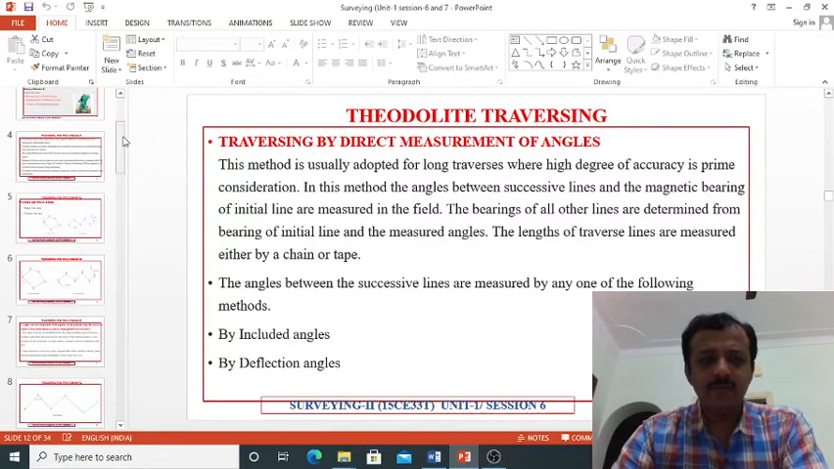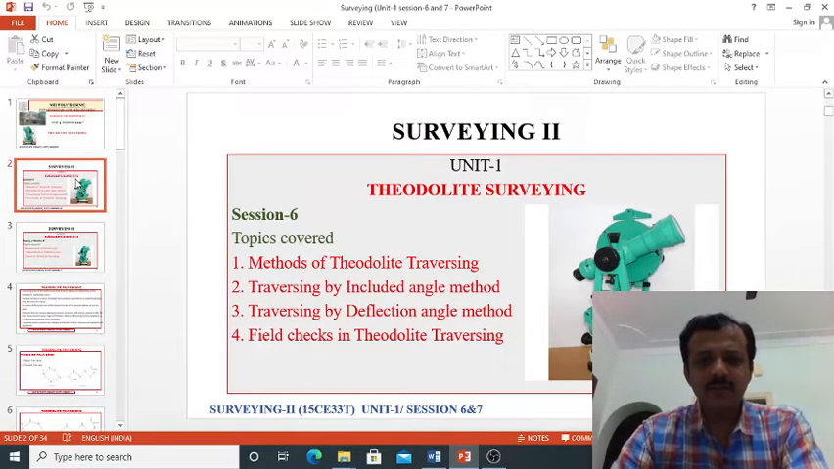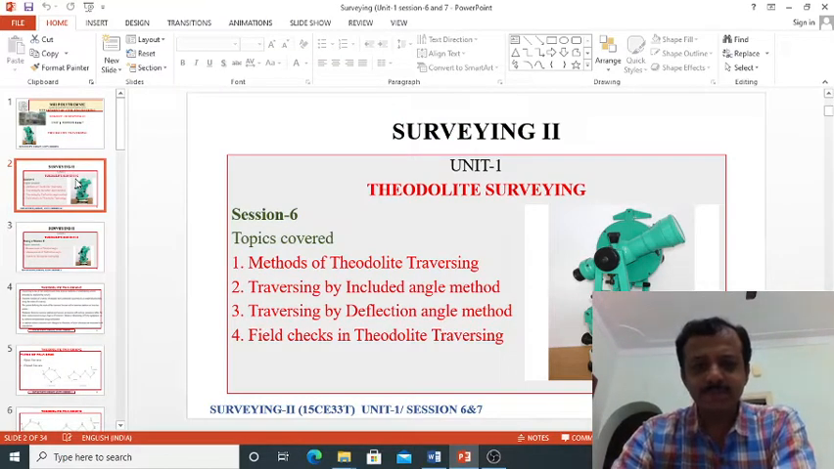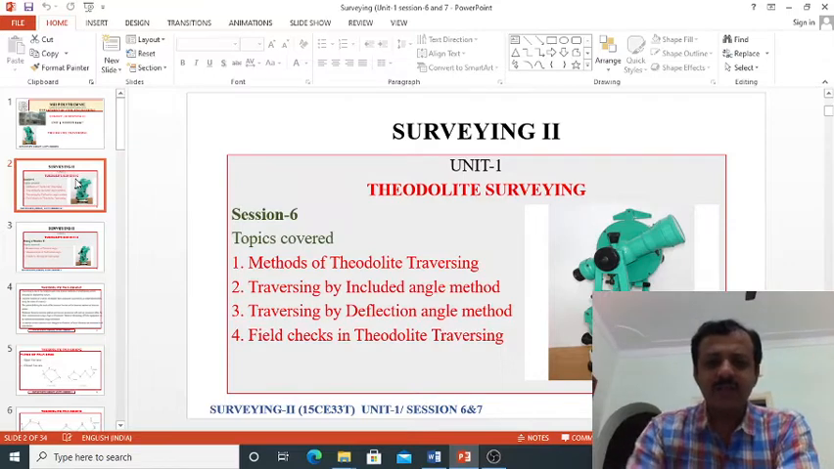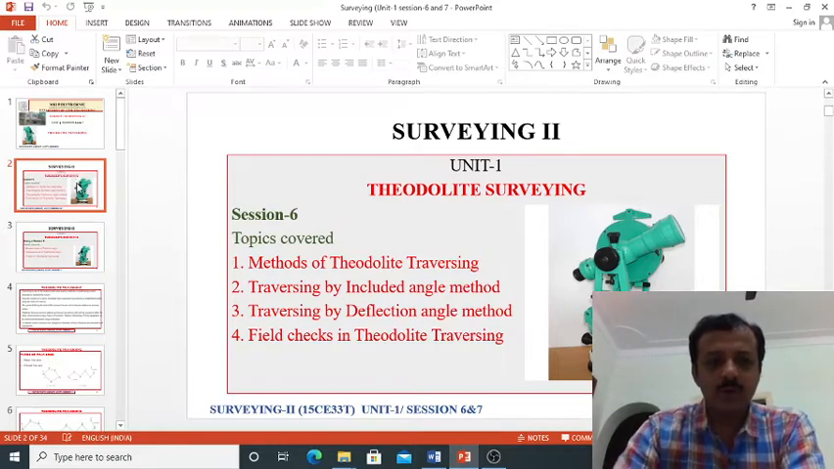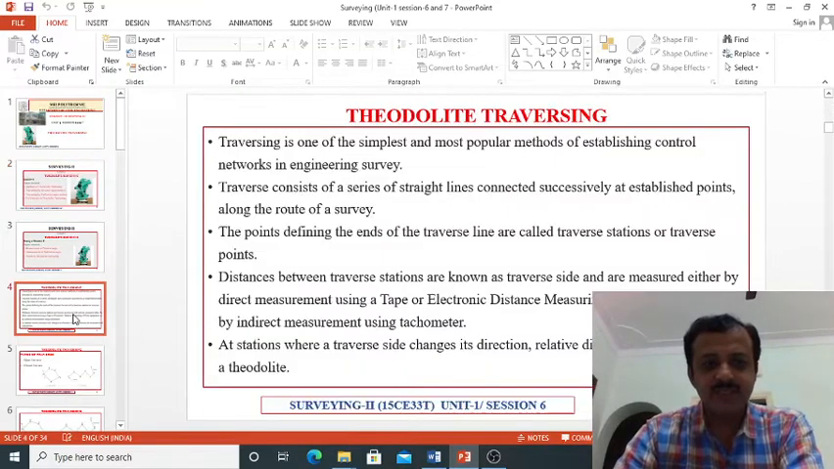Today I am going to discuss Theodolite surveying. This is session number 6. Here in this session I am going to discuss methods of Theodolite traversing, traversing by included angle method, traversing by deflection angle method, and field checks in Theodolite traversing. These are the four concepts which I will be discussing in today's session. Let us go one by one.